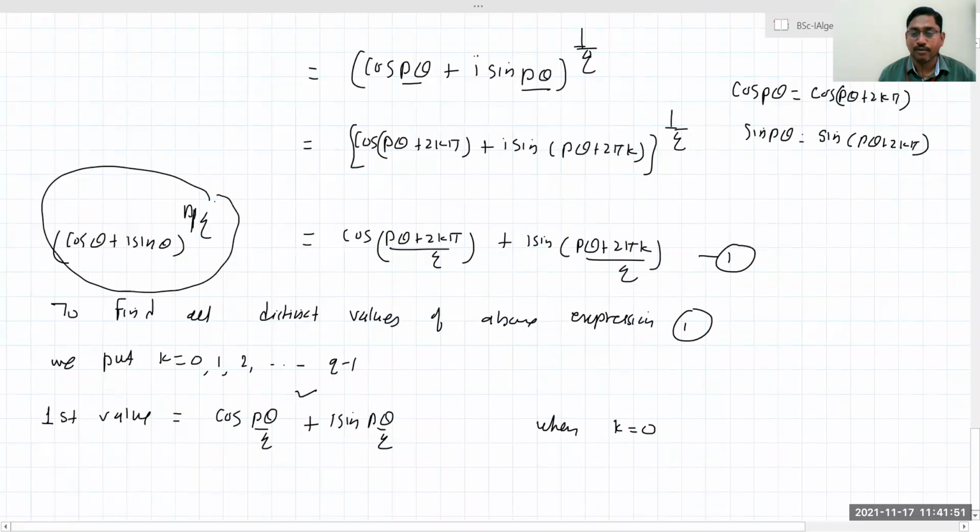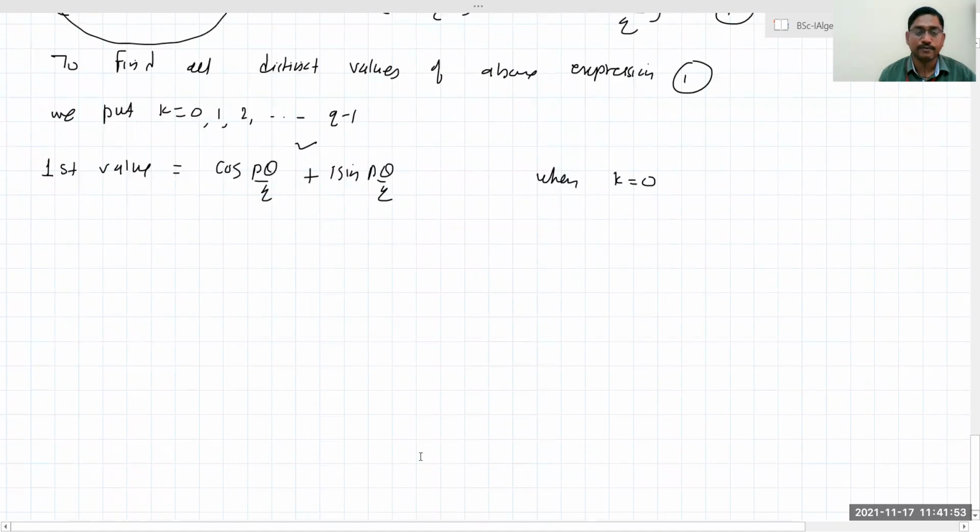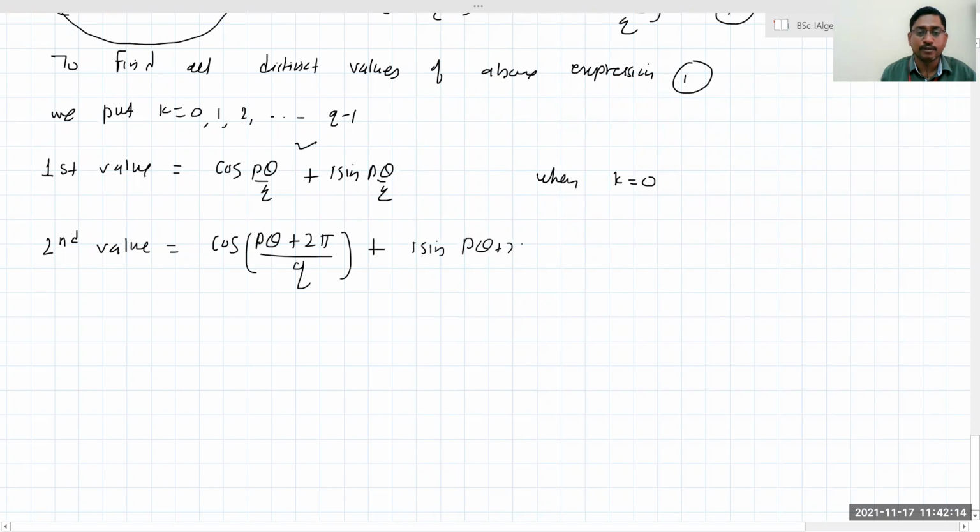One of the values of this expression is this. So when you put k equal to 0, that is the first value. Now when I take k equal to 1, I'll get the second value. What I have to take? p theta plus 2k pi, so plus 2 pi, k is 1, 2k pi divided by q, plus i sin of p theta plus 2k pi, k is 1.